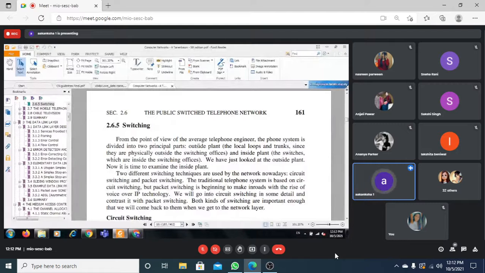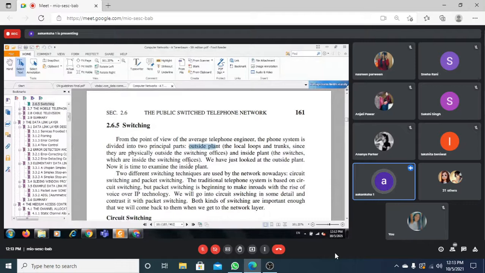One is the outside plant, that is the local loops and trunks, since they are physically outside the switching offices. So this whole thing is called the outside plant. So there are two parts basically. One is the outside plant, which we have just discussed in the figure here, and there is the inside plant, which are the switches, the devices which are inside the switching offices.